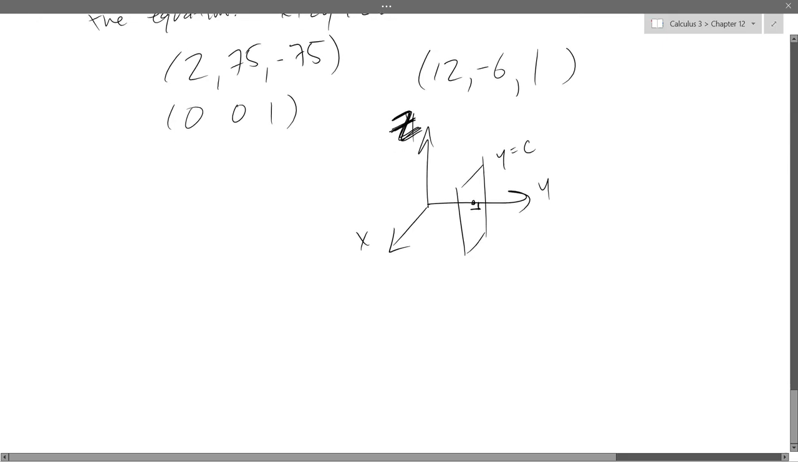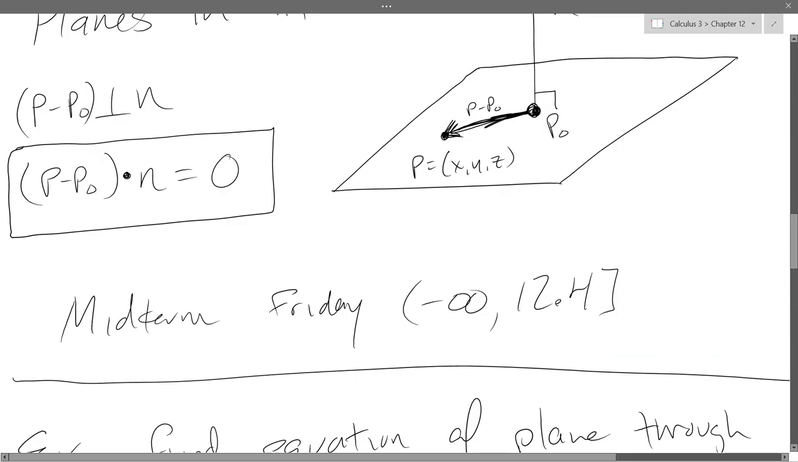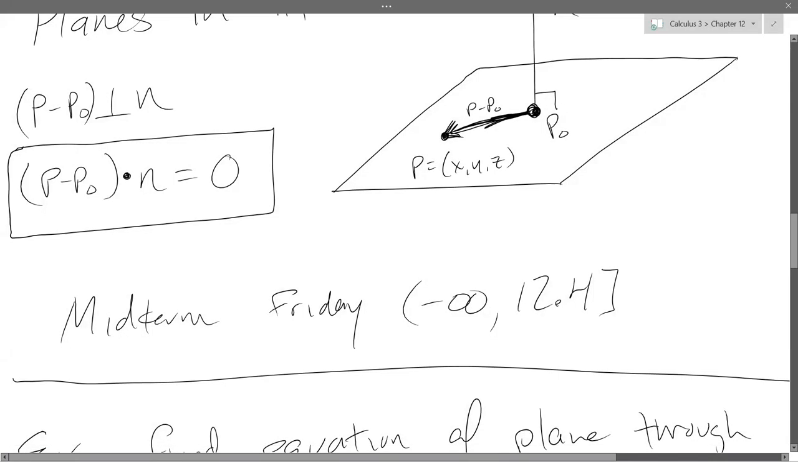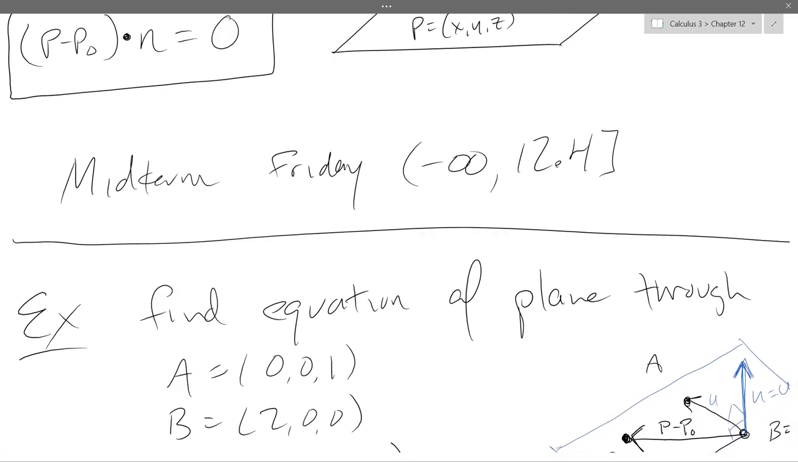All right, parallel planes. So let's say you have two planes. We'll go with (P minus P1) dot N1 and (P minus P2) dot N2. That'll be the two equations.